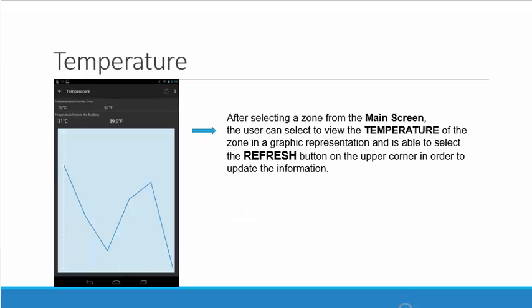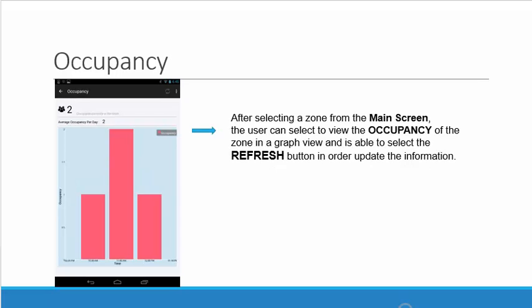From the zone description, the user can select to view the temperature of the zone and see a graphic representation of the temperature of his zone. From the zone description, the user can select to view the occupancy of the zone and see a graphical representation of the occupancy of the zone and the average occupancy per day.